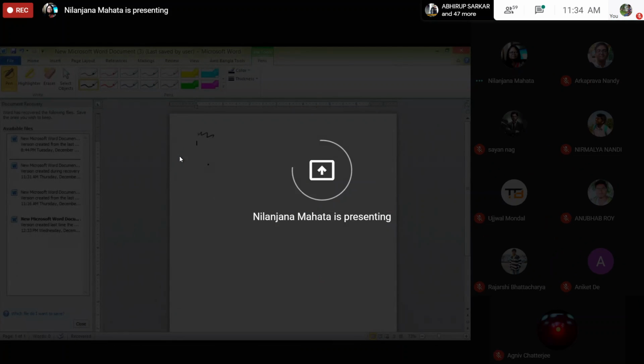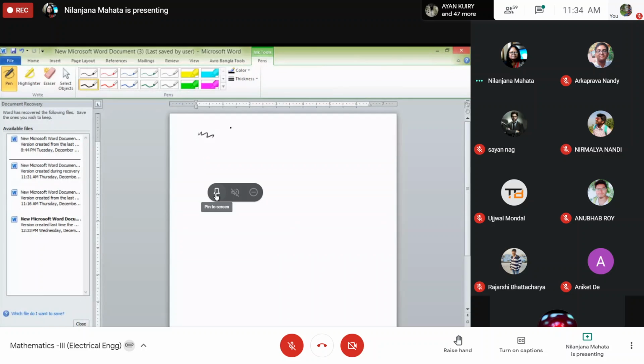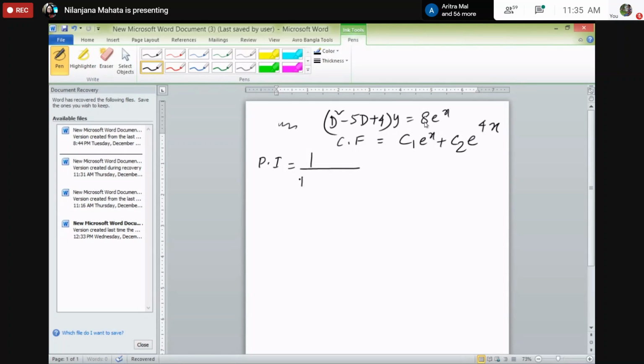My equation was D squared minus 5D plus 4 is equal to 8e to the power x. Your CF is C1 e to the power x plus C2 e to the power 4x. Now my PI will be 1 by f(D), that is D squared minus 5D plus 4, operating on 8e to the power x. That is 1 by (D minus 1)(D minus 4) of 8e to the power x.